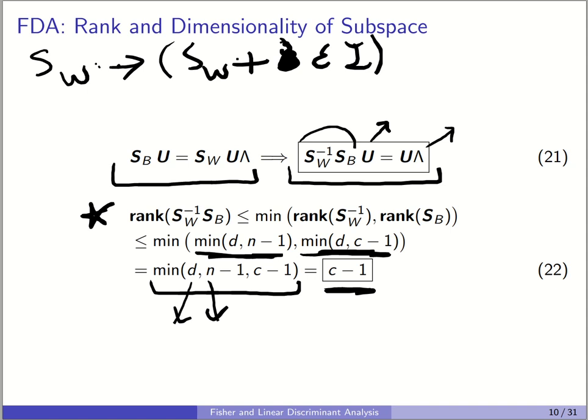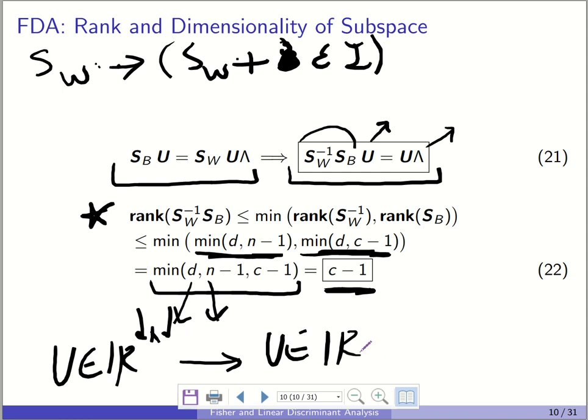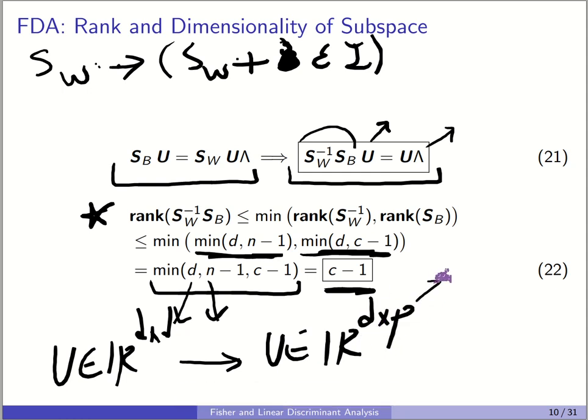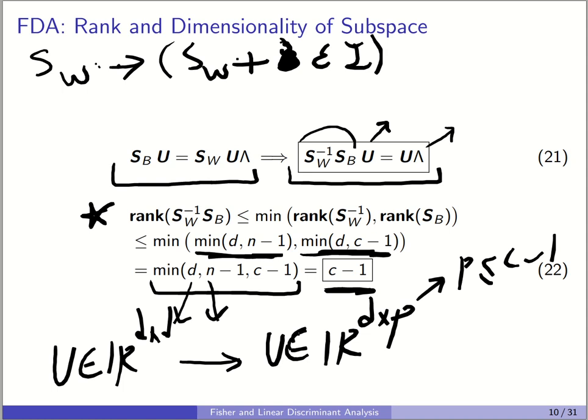And so when we have U, which is d by d, we should truncate it to U, d by p, where p is at most C minus 1. The other ones are usually invalid. And this is after sorting the eigenvectors from largest eigenvalues to the smallest eigenvalues. Why? Because we are maximizing. If we were minimizing, we would sort from smallest to largest. Here we should sort from largest to smallest.